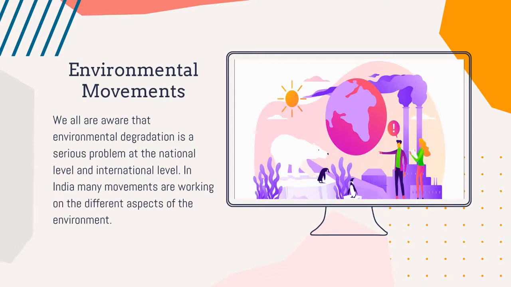In India as well, there are many movements that are working on different aspects of the environment. The environment movements are taking up issues like the protection of biodiversity, protecting different sources of water, protection of forest, green belt, pollution of rivers, use of chemicals and their ill effects on nature, etc.